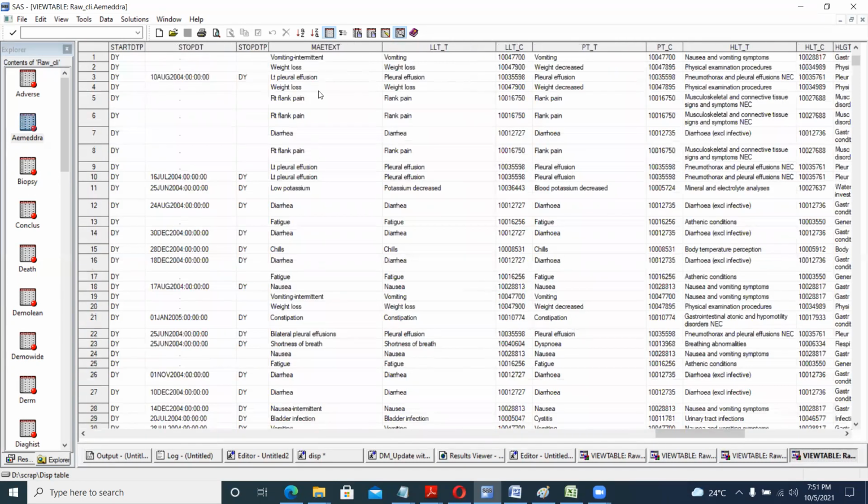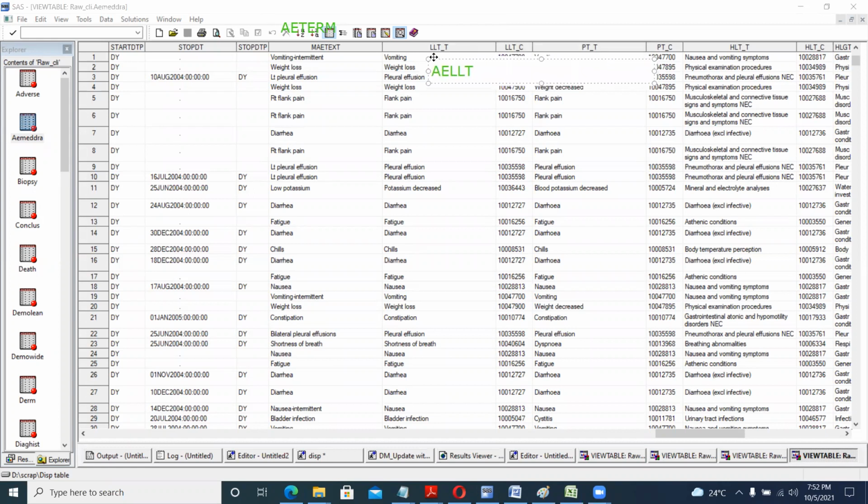So these are the variables. MEITXT means vomiting, intermittent weight loss, RT flank pain, fatigue, chills, nausea, and so on, including weight loss and some shortness of breath. These are the different types of nausea and so on. These names will be considered as the AE term. This is a raw variable, and you need to change it to AE term. LLT means AE LLT, good.